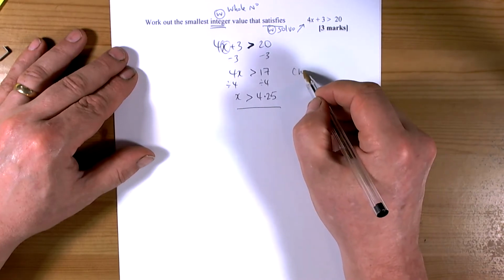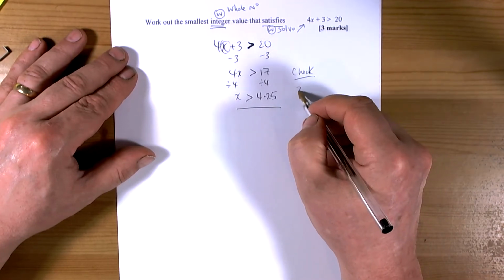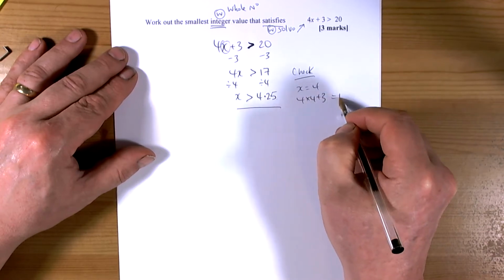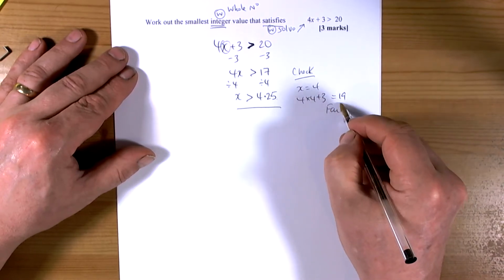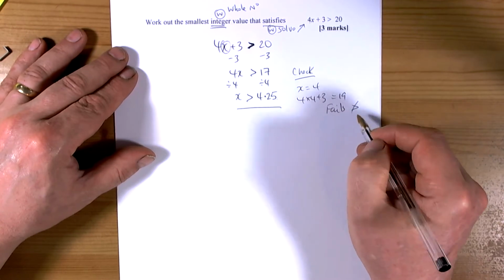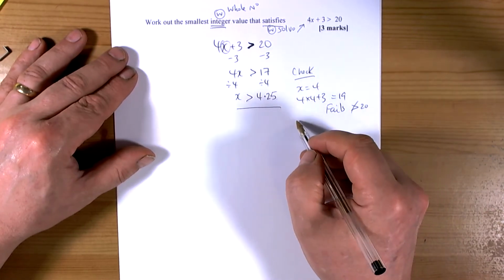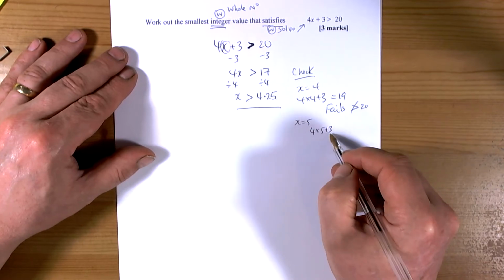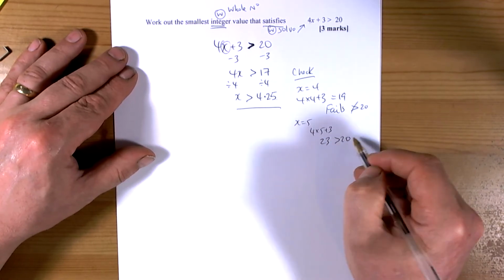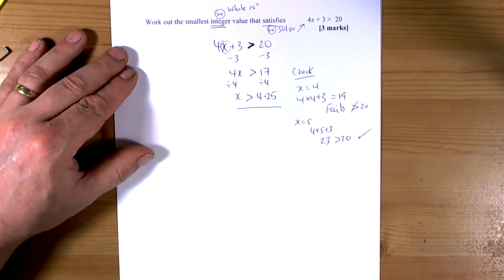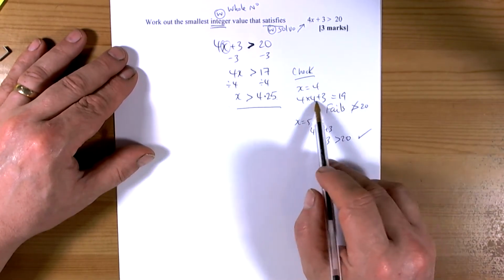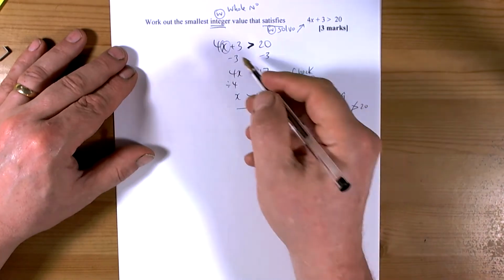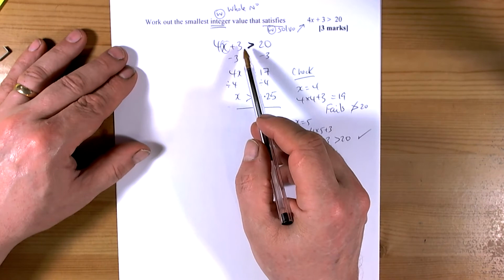Our check would be to say, okay, what happens if x is 4? 4 times 4 plus 3 is 19, that fails, it's not bigger than 20. X equals 5: 4 times 5 plus 3 is 23, 23 is greater than 20. So we're showing that anything less than this doesn't work, anything bigger than this does work. So that's our check. We then go back to the question itself to make sure we're answering what was expected.